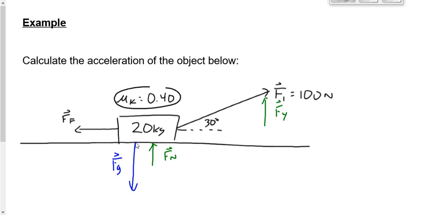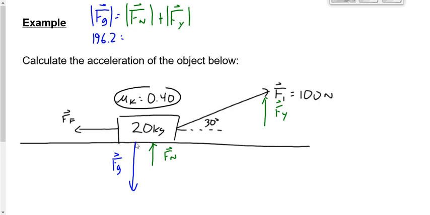So what we're going to say for this is Fg acting downward is equal to Fn acting upward plus Fy acting upwards. All right, the value of Fg is 20 times 9.81, which is 196.2. The value of Fn, I don't know what that is, so I'm trying to find that right now, plus Fy. I don't know what Fy is. All right, so let's go over to the side here and do our thing to find the value of Fy.